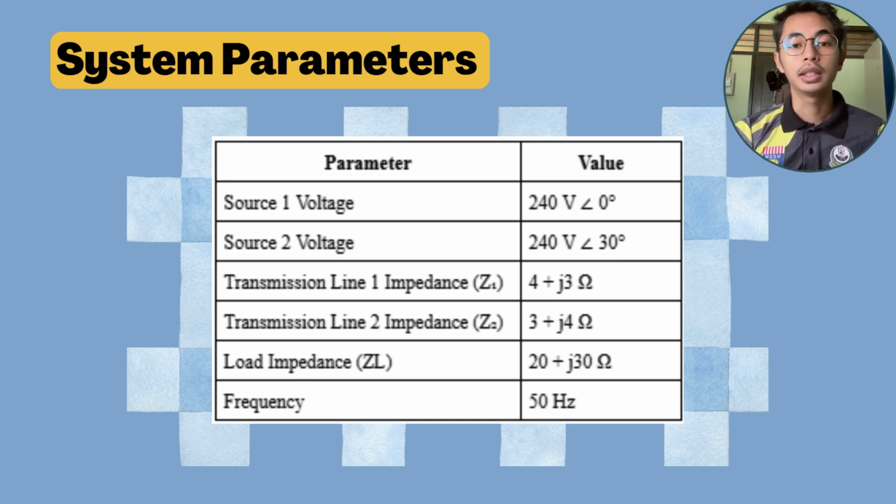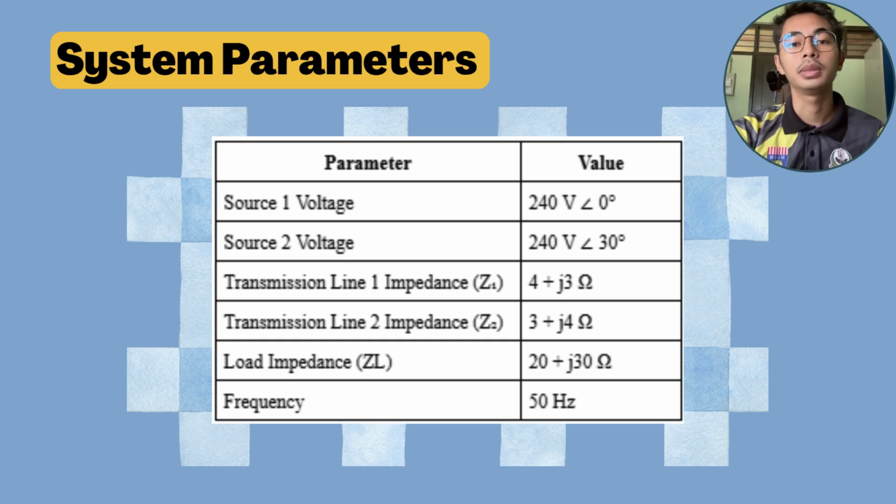Next, I will explain the system configuration used in this project. The system consists of two AC power sources supplying an industrial load through separate transmission lines. Source 1 represents the main utility supply with a voltage of 240 volts at a phase angle of 0 degrees, while source 2 represents the backup inverter supply with a voltage of 240 volts at a phase angle of 30 degrees. Each source is connected through a transmission line impedance.